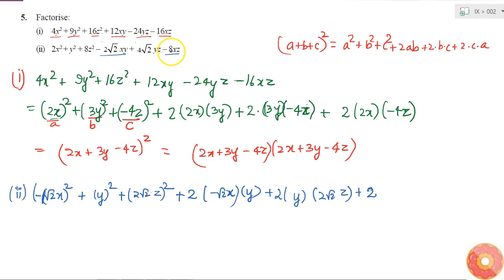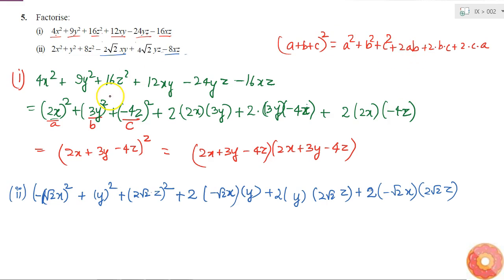And 8 I'll write as 2 into 4. So 2 into minus 4. So minus 4 I can write as minus root 2 into 2 root 2, because 2 root 2 into root 2 is 4. Root 2 into root 2 is 2, 2 into 2 is 4. So it is minus 4. So I can write it as 2 into minus root 2 x into 2 root 2 z, correct? So I have brought this polynomial into this format.